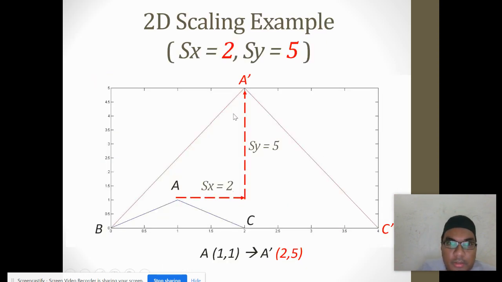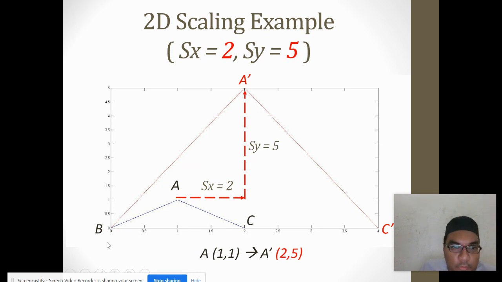So this is an example with the same triangle, using points a, b and c. We have point a at 1 1, and the scaling is 2 and 5. 1 multiplied by 2 becomes 2, so it moves from 1 to 2. And then the y is multiplied by 5, from 1 going to 5, so the new coordinate will be 2 5.